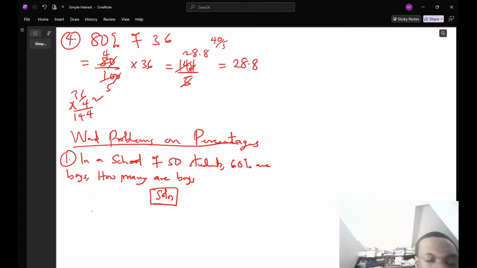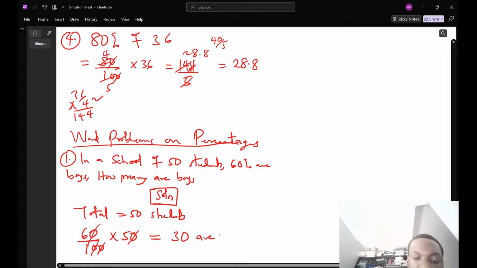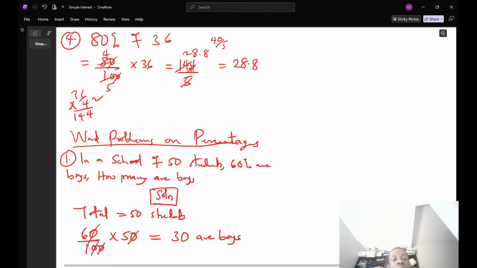So the total is 50 students, and 60% are boys. That would be 60 over 100 times 50. This 0 will cancel this 0, so that will be 6 times 5. 6 times 5 is 30. So that means 30 of the students are boys.